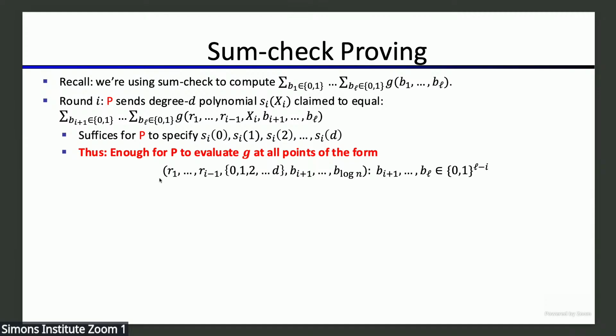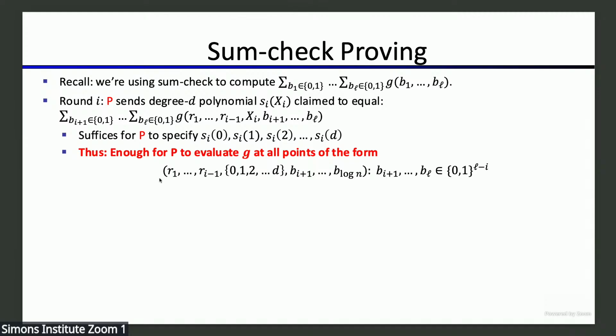So the goal of the prover turns out to be to evaluate G at all points of this form, right? The first I minus 1 variables are already bound if we're in round I. The ith variable ranges over any set of size D plus 1. And then we need all Boolean values for the last variables.